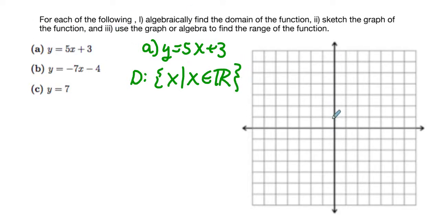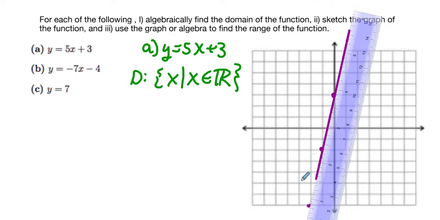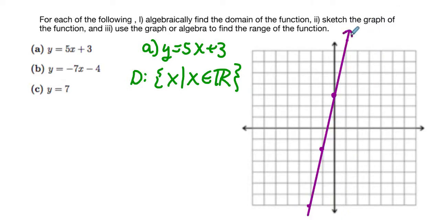Then it asks us to sketch the graph. So I'm going to use my calculator, tracing values and getting some points. Then I'm going to use my ruler to help me draw a straight line connecting these points because I should have a linear function. Arrows on each end. So my range, farthest down I go is negative infinity. The highest up I go is positive infinity. Therefore, my range is all real numbers.